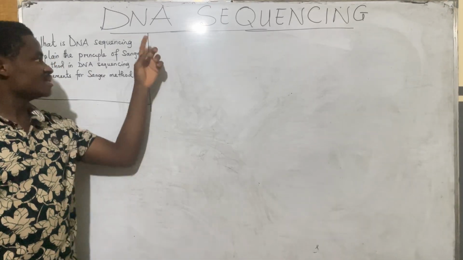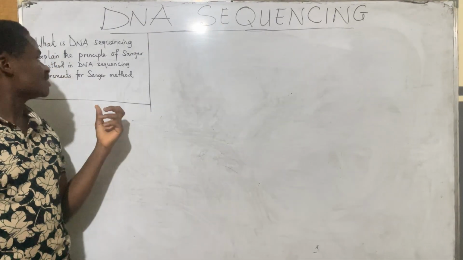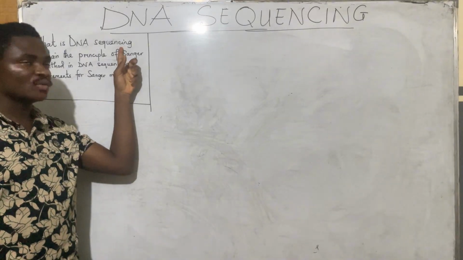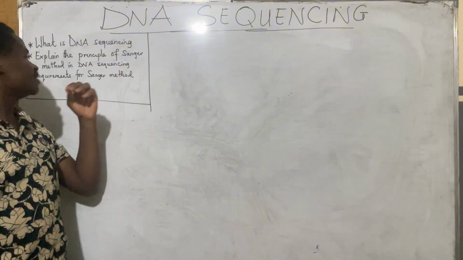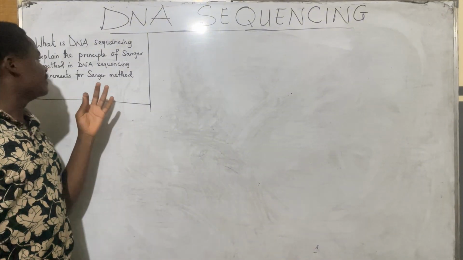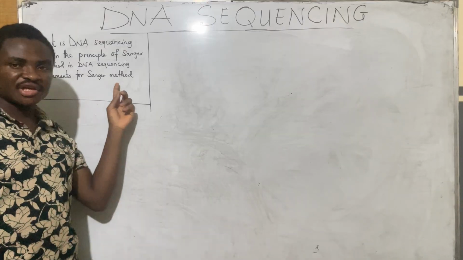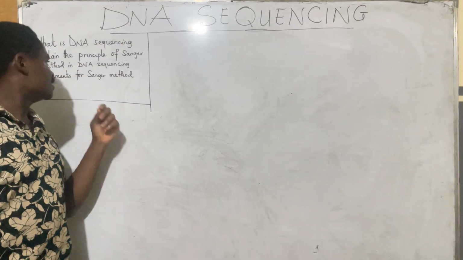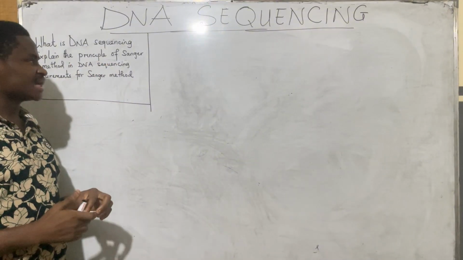So we'll be discussing DNA sequencing. And for DNA sequencing, we'll be discussing it under the headings of what is DNA sequencing. We'll be explaining the principle of the Sanger method in DNA sequencing. We'll also talk about the requirements for the Sanger method. So these are possible questions that can be asked.